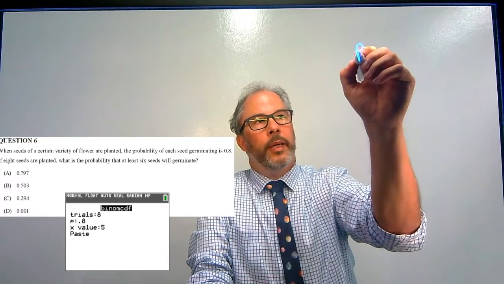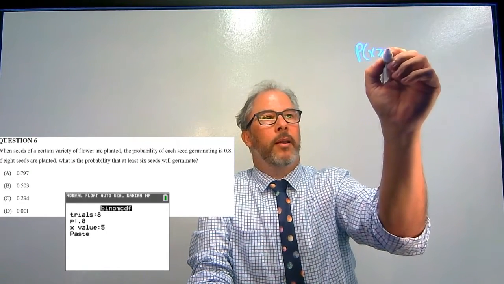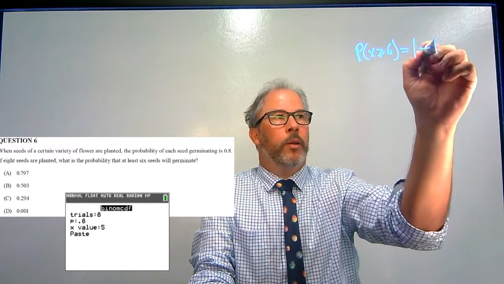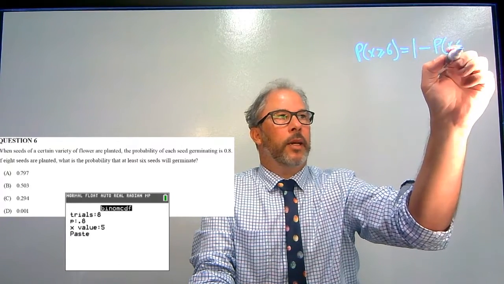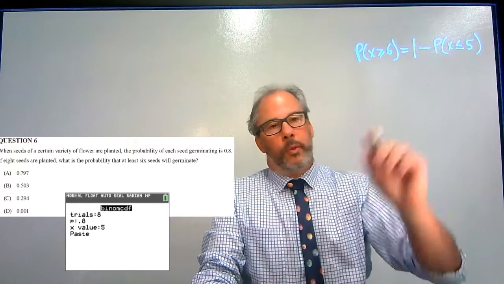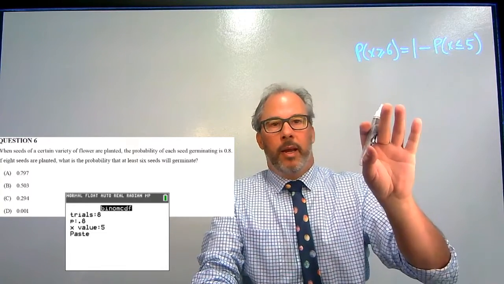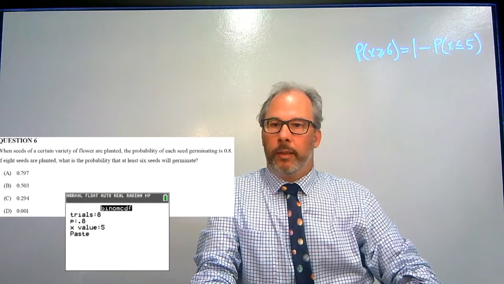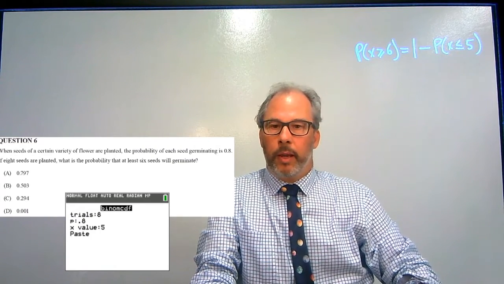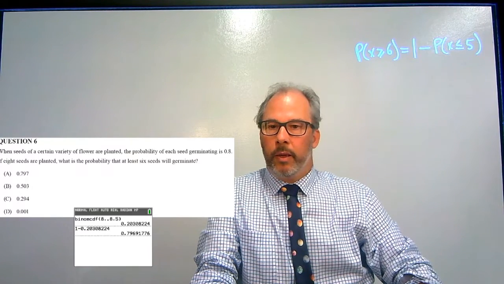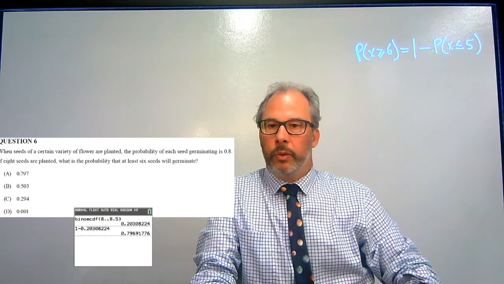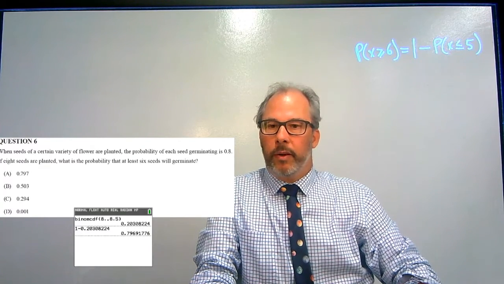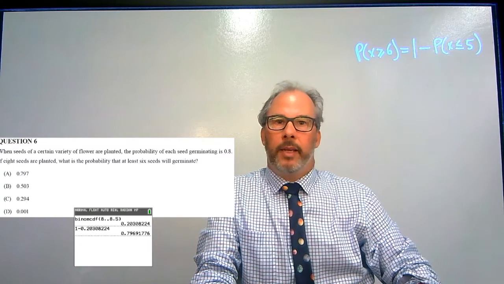Well, the probability that x is greater than or equal to 6, or at least 6, is going to be the same as doing 1 minus the probability that x is less than or equal to 5. Now, I'm going to do it that way because my calculator doesn't have a calculate to the right type function that I know some of the calculators do. So I'm going to do it this way, and my calculator gives me a value of 0.2, and when I do 1 minus that number, I get 0.796, which is answer A.